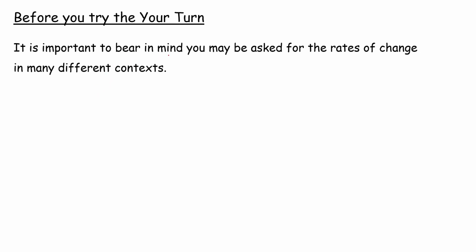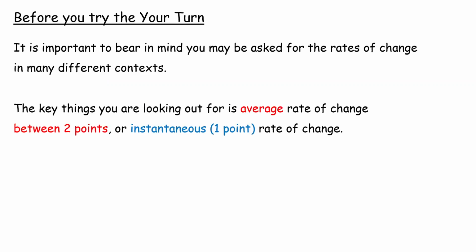So before you try the your turn, it's really important to bear in mind you may be asked for the rates of change in many different contexts, as we briefly mentioned already. But really, the key things that you're looking out for, because they're not going to expect you at the GCSE level to know what things are in context at this stage, are the keywords average rate of change between 2 points, which is where you choose 2 points and you get the gradient between those 2 points. Or they might say the instantaneous rate of change. So you're looking out for that one keyword, which is where you've got a curve and you're given a point and you find the gradient at that particular point. So that's what you're really looking out for, not the context at GCSE level.